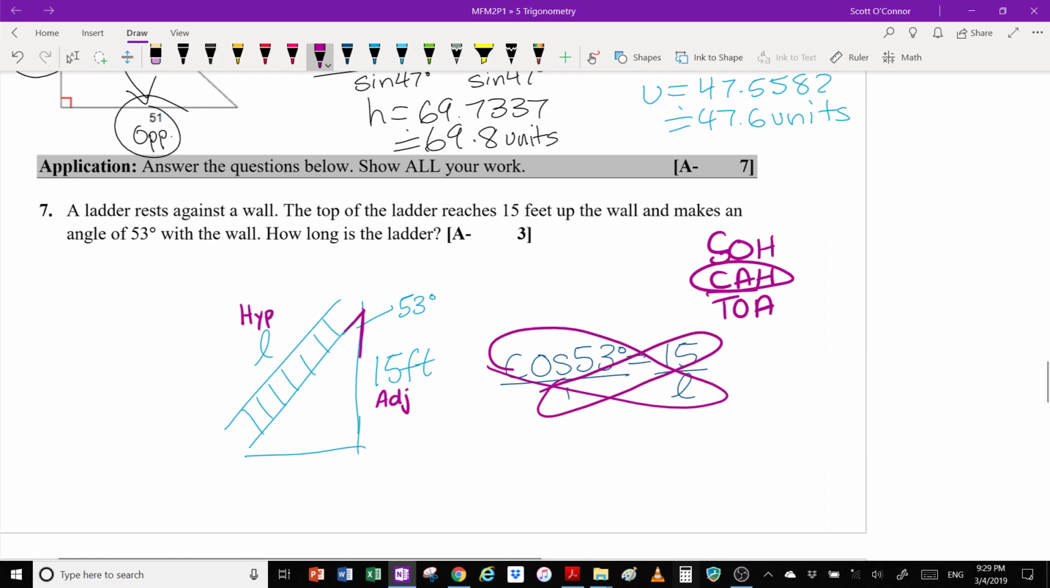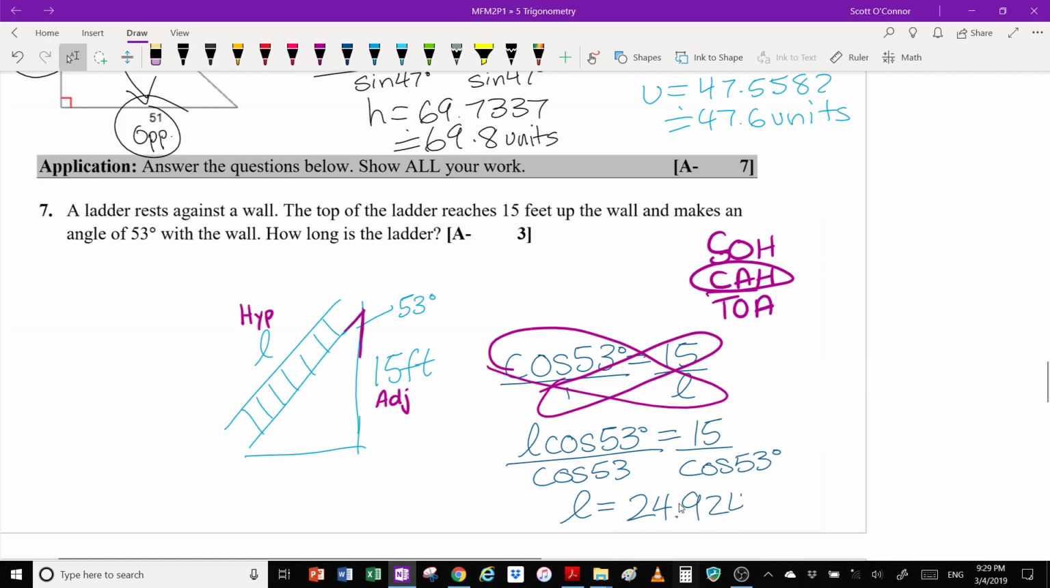And 15 times 1 is just 15, so I end up with L cos 53 is equal to 15. I need to divide both sides by cos 53, and then L, when I do that in my calculator, so I should do 15 divided by cos 53, I end up with 24.9246, or L is about 24.9 feet. That's the length of the ladder.